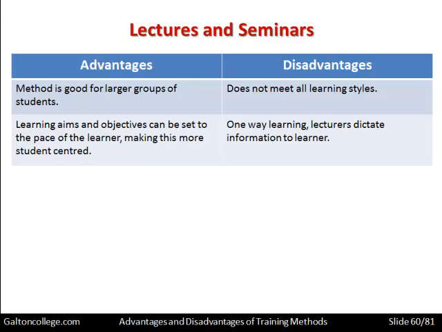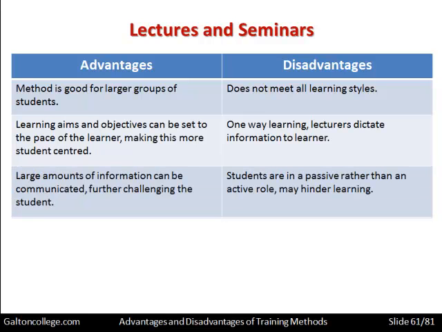However, it is one way learning. The lecturer dictates information to the learner. The learner, except in seminar situations, may be able to ask questions and feedback comments and make criticisms. Informed criticisms, of course. But it is essentially one way. It comes from knowledge and experience, and all of that comes from the lecturer. Comes from the lecturer and goes to the student. So it's one way.